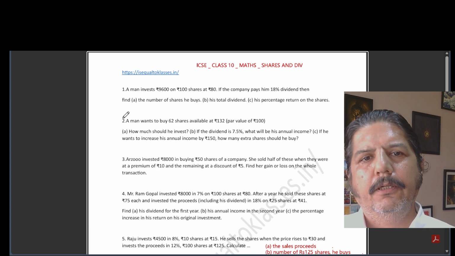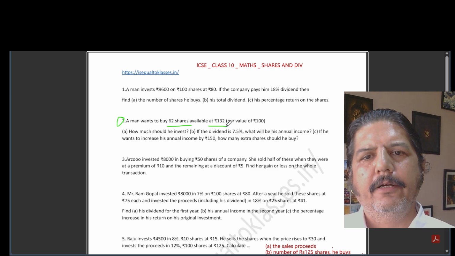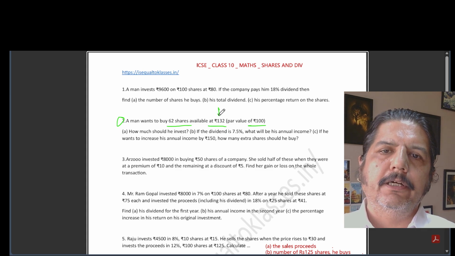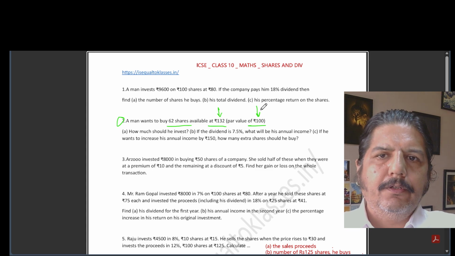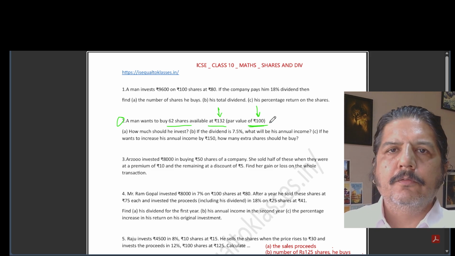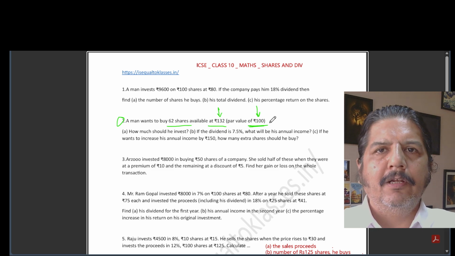So next question. A man wants to buy 62 shares available at rupees 132, par value rupees 100. So the information that we have is that this is the market value, this is the par value. As discussed earlier, the demand of the share in the market is more. So that is why the share is available at premium.